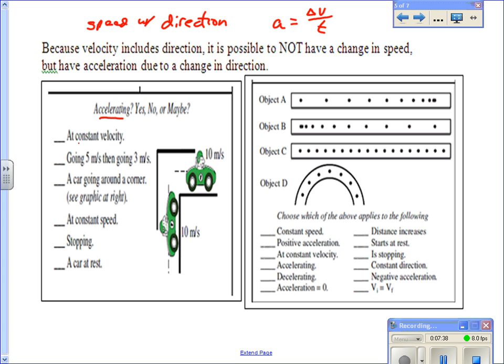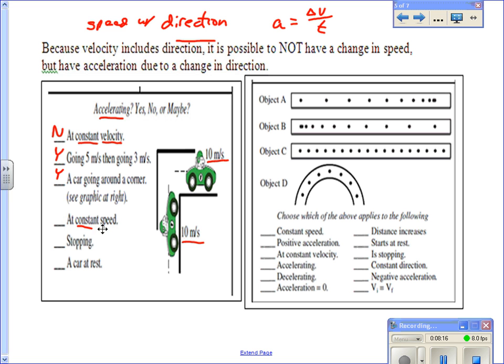So if we are at constant velocity, we're going the same speed in the same direction, so we are not accelerating. If I'm going 5 meters per second, then I'm going 3 meters per second, a change in speed means that my velocity has to be changing, because velocity is made up of both speed and direction. So if I change speed, it's easy. Yes, that's acceleration. A car going around a corner: the car is going 10 meters per second, and it's still going 10 meters per second after it turns, but it changed direction. So that is acceleration.